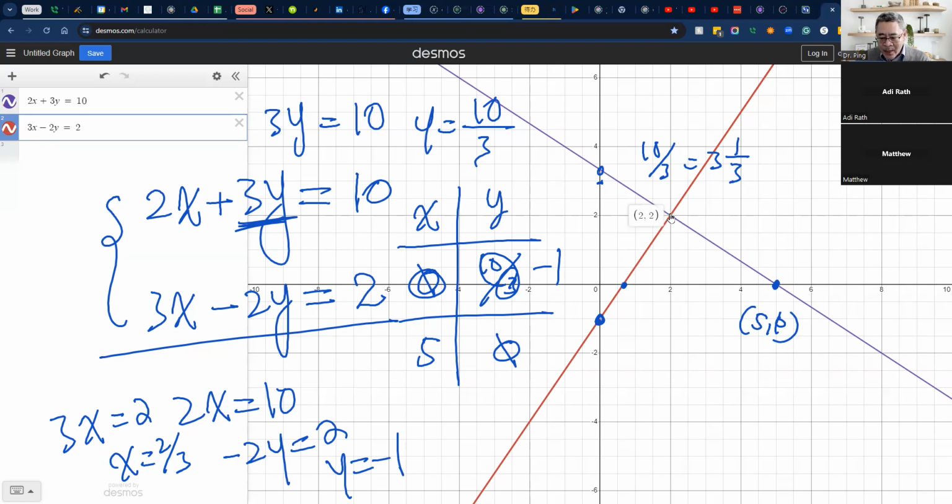Okay, Addy, did you get this one? I was close, but no. Okay. That's good. Close is good enough because graphing by hand can be a little bit tricky.